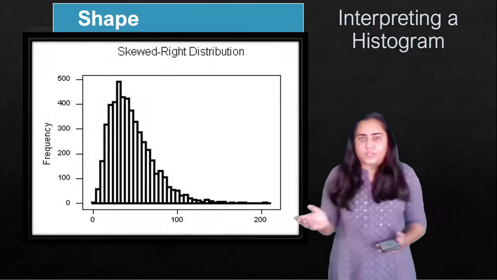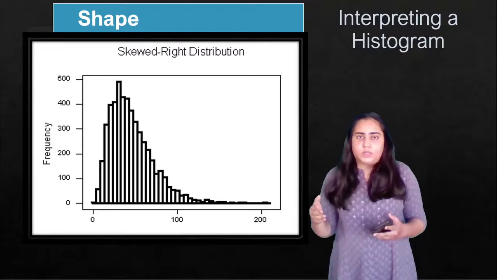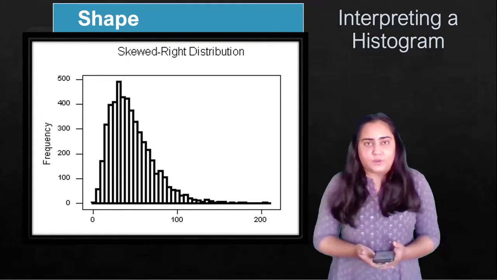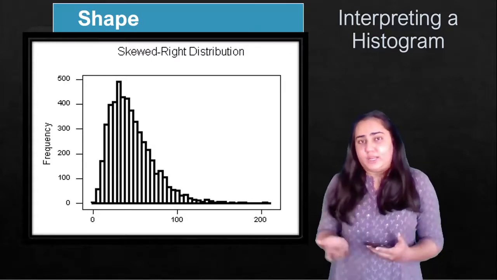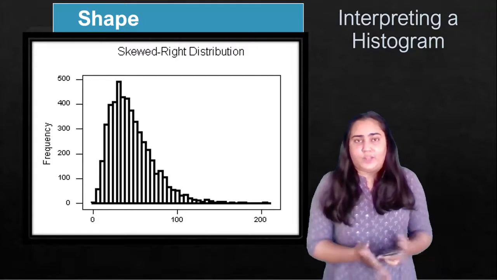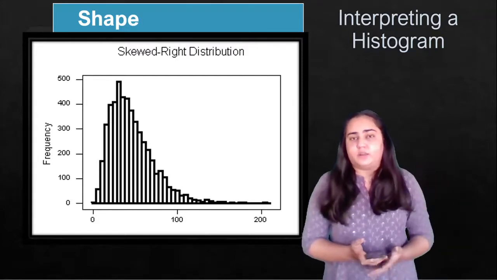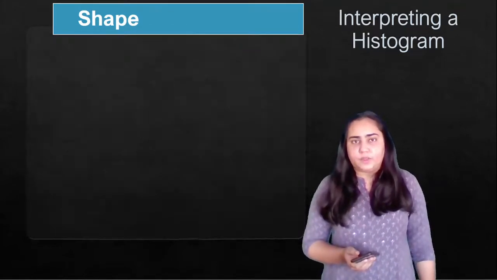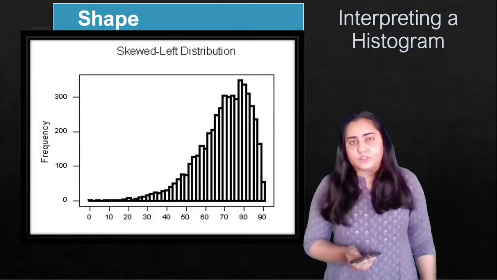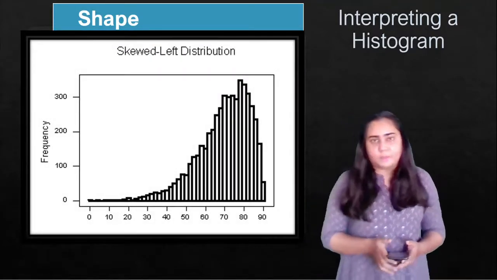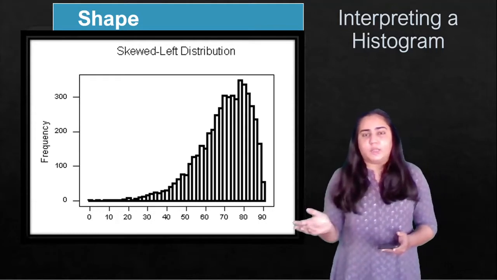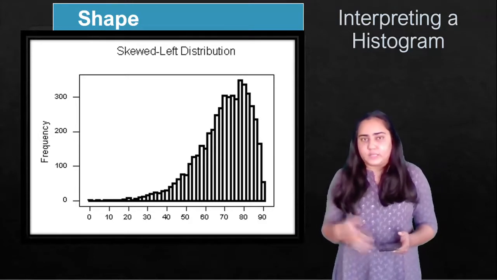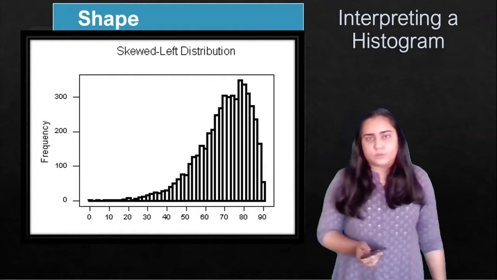Then you can also have a shape which is skewed in one direction, which means it is flat in one direction. And you can see this one is flat on the right-hand side. So this is a skewed right distribution, where it is pretty much high on the left side, but very much flat on the right-hand side. You can also have a skewed left distribution of a histogram. And you can see here that this histogram is flat on the left side, but it has a peak on the right-hand side. So this is a skewed left distribution.